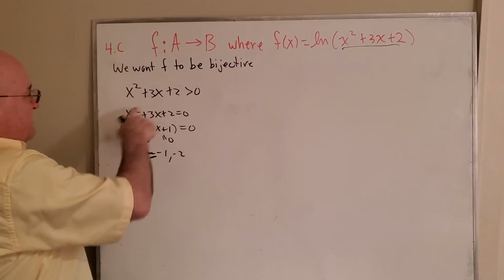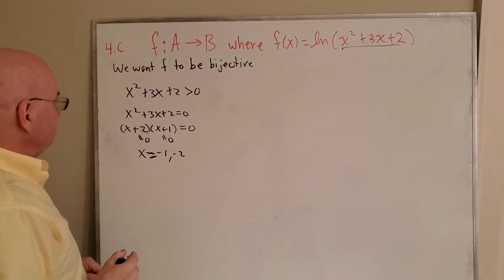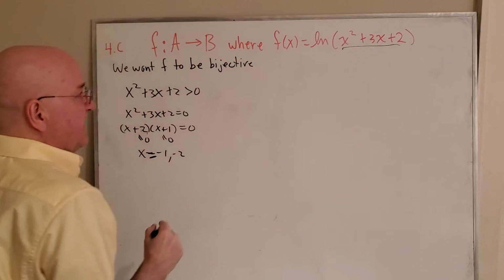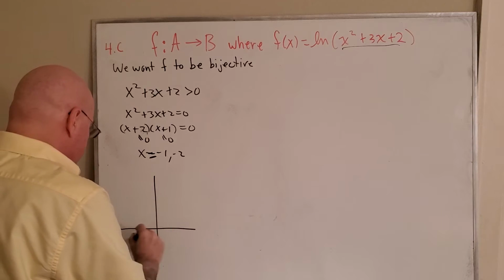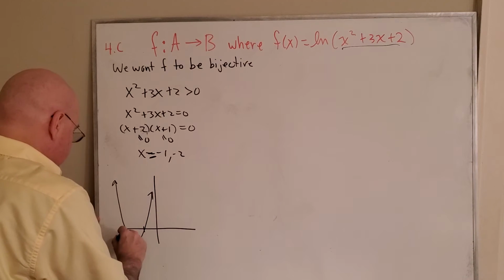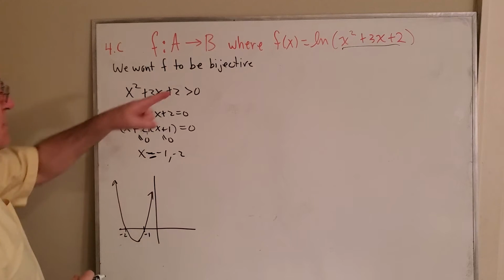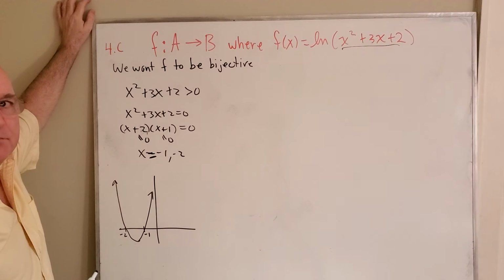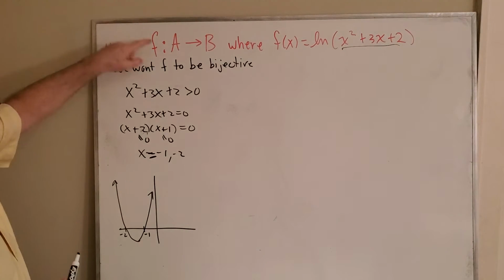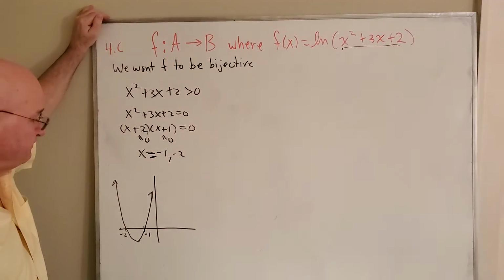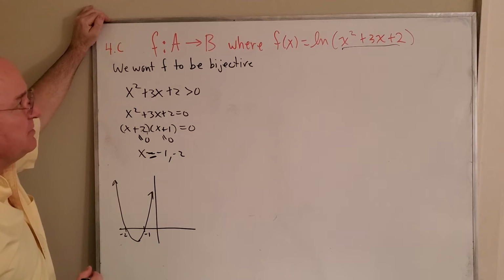So basically, we know what this function is. It's a parabola, right? And we just found the x-intercepts. So this function that you're taking the natural log of looks something like that. So that function, f of x, is not even defined for numbers between -1 and -2. Can't plug it in. So A could not possibly contain the numbers from -1 to -2. But we need to do a little bit more.